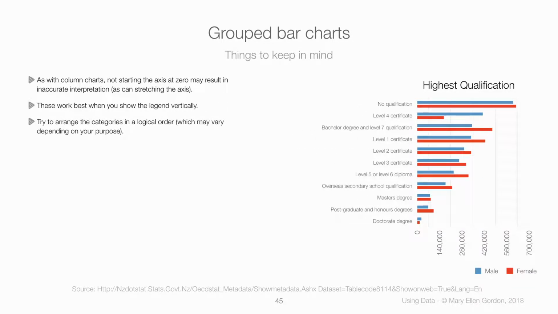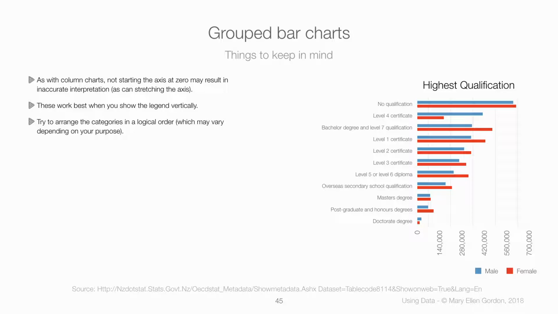Some things to be aware of in using grouped bar charts. As with column charts, not starting at zero can create distortions. So here we have started with zero, but if we didn't, we'd have the same effect as we did before. It would kind of squish up the axis, and in that case, it exaggerates differences.